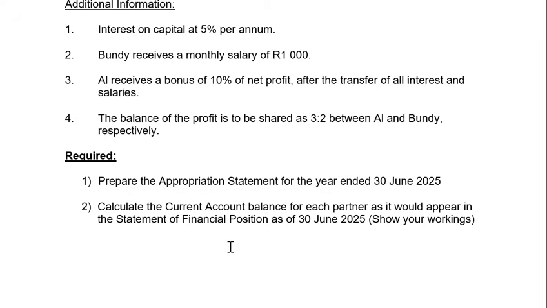Now in this question, they don't ask you to do general ledger accounts, but what would normally happen is general ledger accounts would be done. They're actually asking for the calculations of the current account balance at the end of the financial year of each partner. So we're not doing ledger accounts.